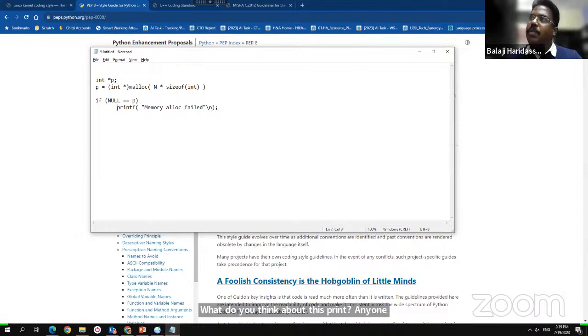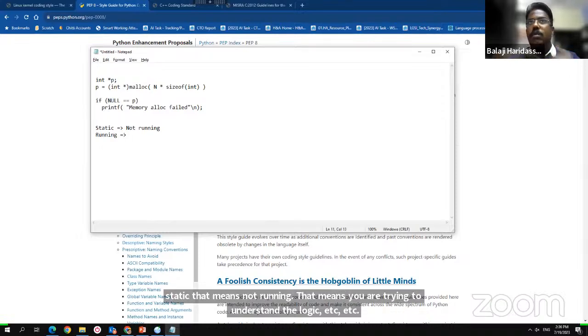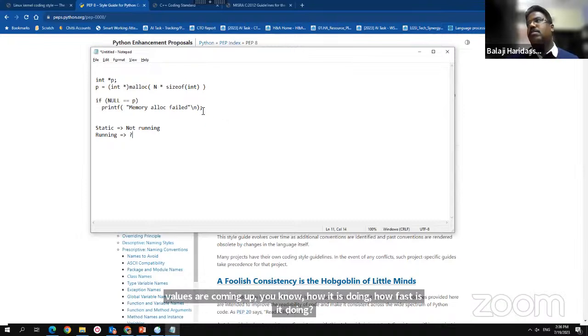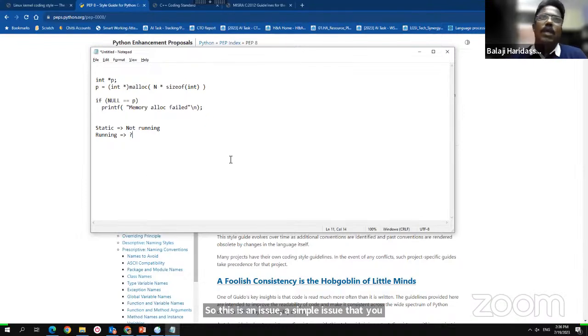So this is a problem people might face when they are executing the code. There are two types of understanding code. Code when it is static, that means not running, where you are trying to understand the logic. Second, when the code is running, you are trying to understand what type of variables it is using, what values are coming up, how it is doing, how fast it is doing. This is a simple issue that you may face when you are running. Simple example: people think writing print statements is simple. It's not. Can someone tell what is the problem with that code?